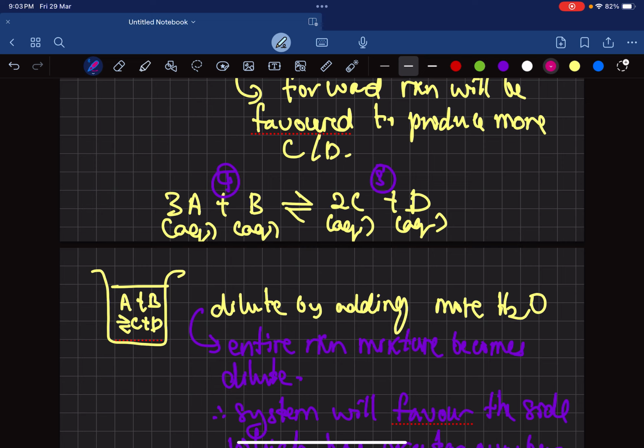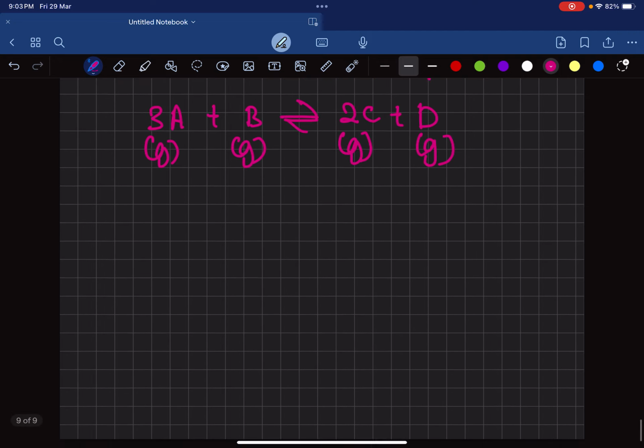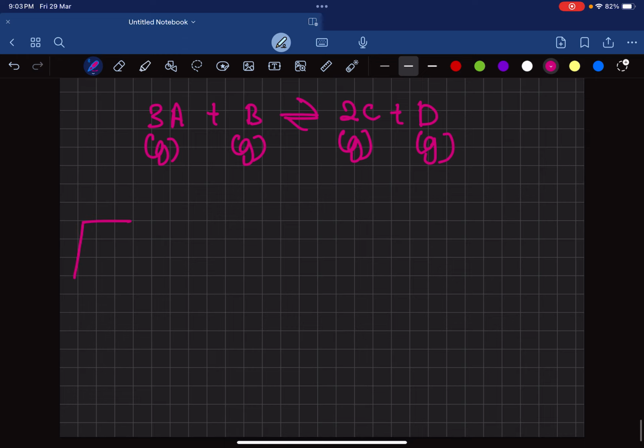Then same thing if we're talking about gases. Let's say 3A plus B and then 2C plus D. Now let's say this was gas, this was gas, this was gas, this was gas. Now for gases, what we can do is, let's say we have a container here. So let's say inside here again is A plus B and then it is producing C plus D. All right. So there are two things that we can do to this mixture. We can increase pressure or we can decrease pressure for gases.